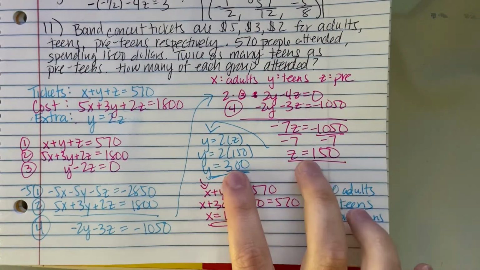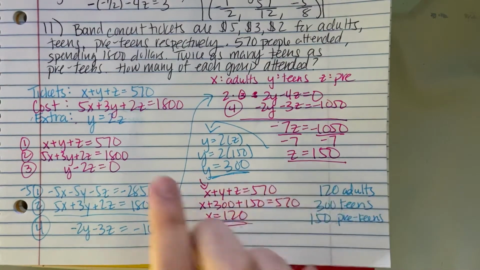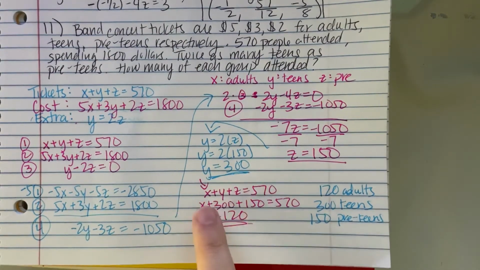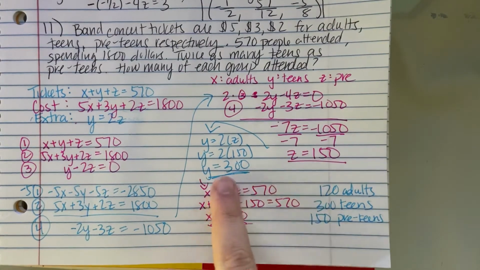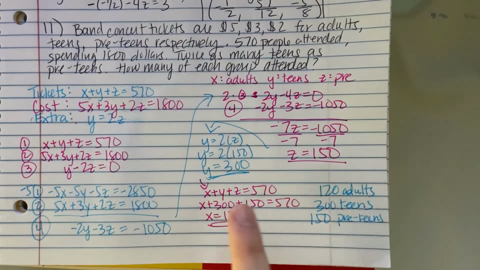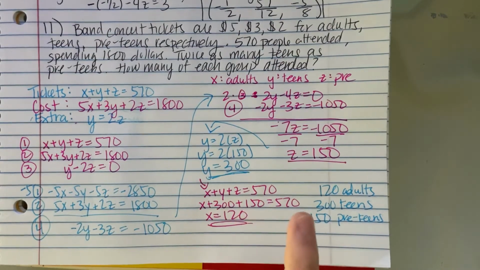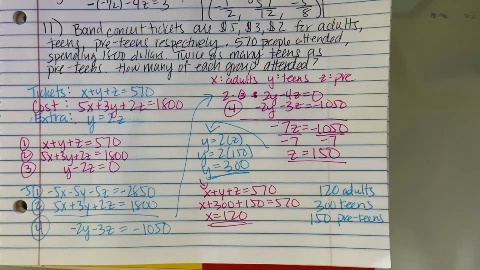And lastly, once I have the number of teens and preteens, I can just use one of my original equations to find the number of adults. x plus y plus z equals 570, the number of people at the concert. So substitute in your solutions. x equals unknown, y is 300, the number of teens, z is 150, the number of preteens. Now 300 plus 150 is 450, then you subtract that from 570, and you get the number of adults is 120. So your conclusion is 120 adults, 300 teens, and 150 preteens went to the concert.